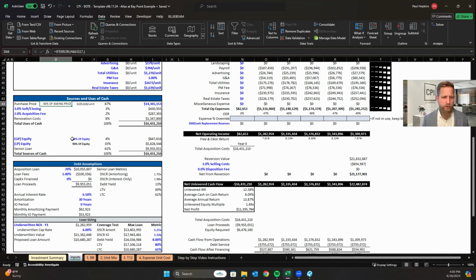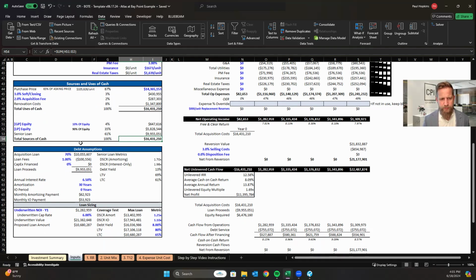Then you could break out your GP and LP equity and where that money is going to be coming from. So far it looks like we need around 16 million of all cash, including our loan, our equity from the GP and LP. So that brings us down to the debt assumptions. This is where you have a conversation with your lender and see what debt sizing may be for this particular property.